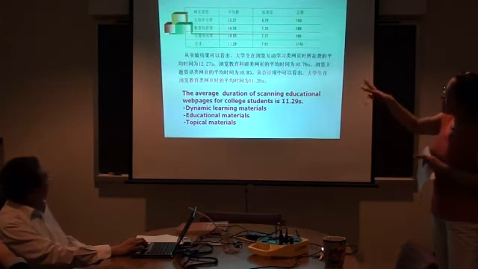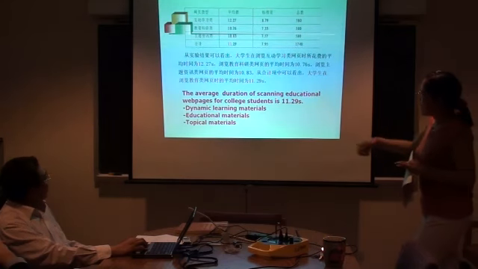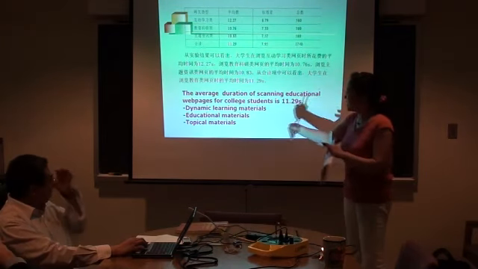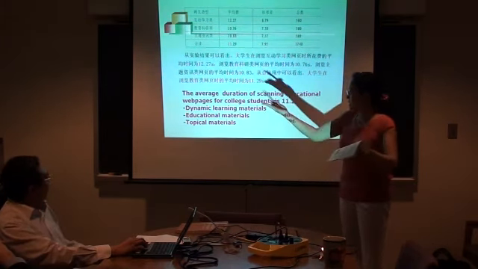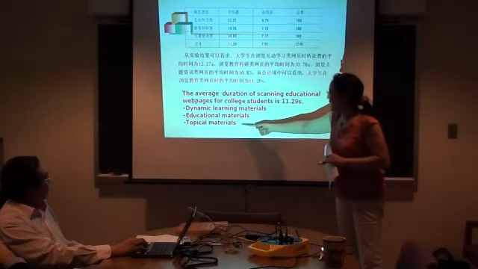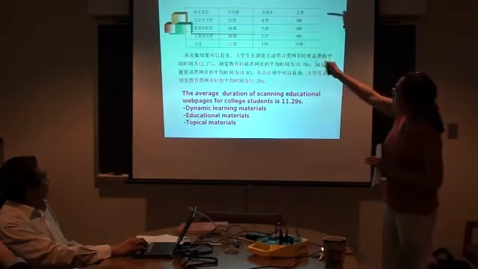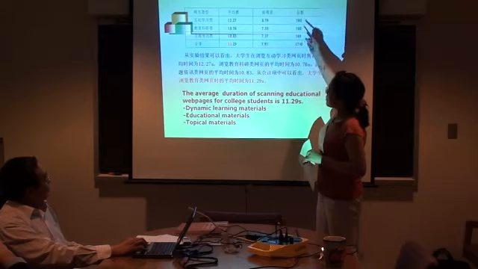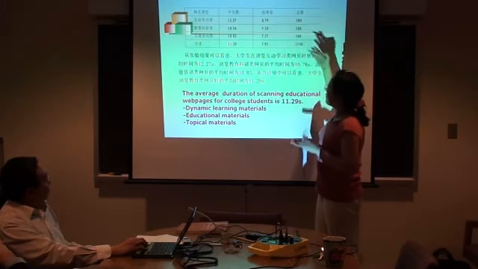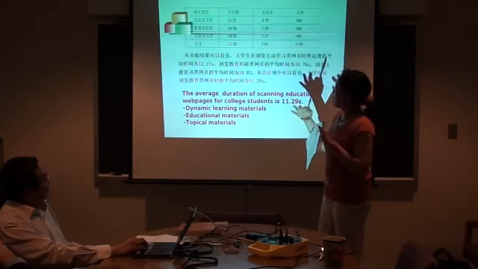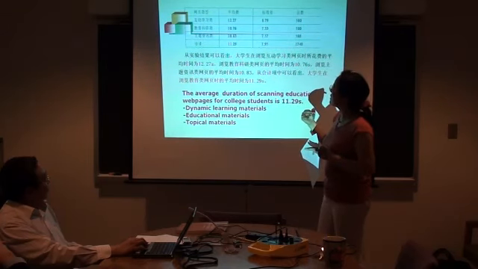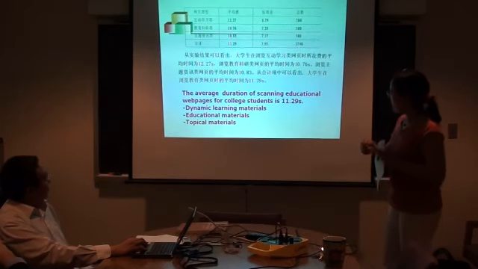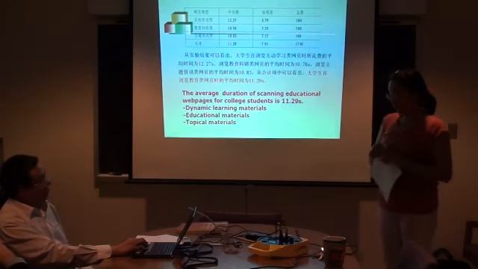So these are the data they have obtained. The left column describes different types of web pages, so I translated them here. One is dynamic learning materials, which means you can interact with the web page. The second is educational material, which basically teaches you something or tells you something. The last one is topical material. So there are three types of web page. Here it shows the mean, standard deviation, and the total duration of fixation, which means students pay attention to the content of the web page. He found that the average duration of paying attention to a web page is 11.29 seconds.